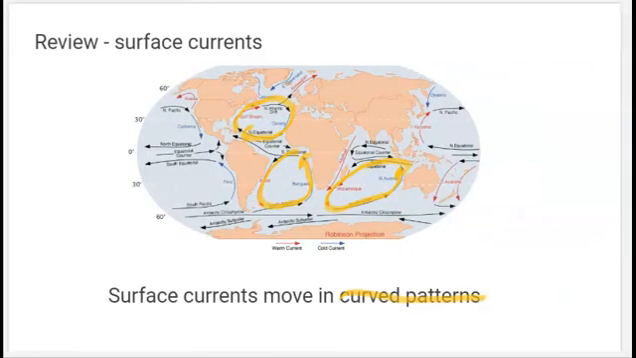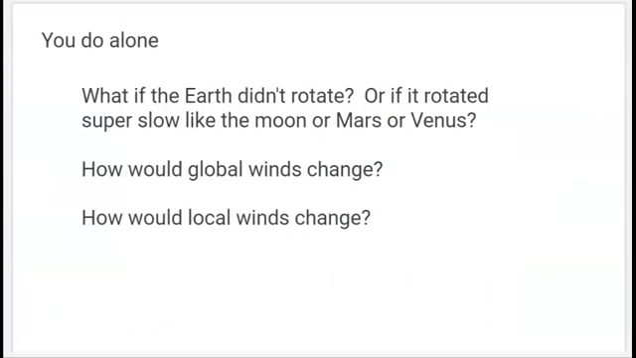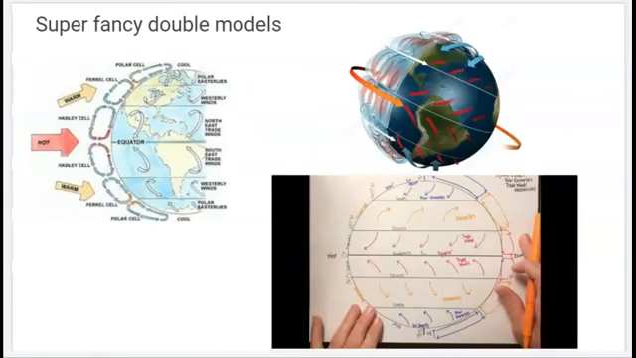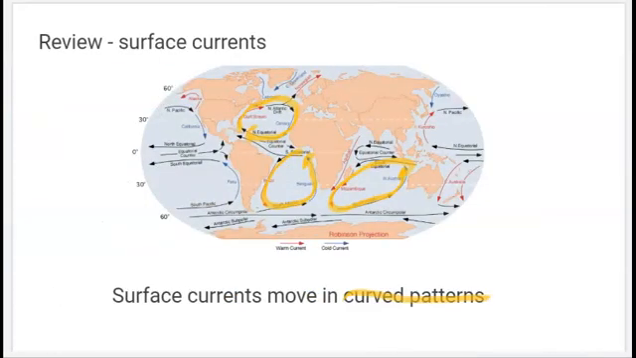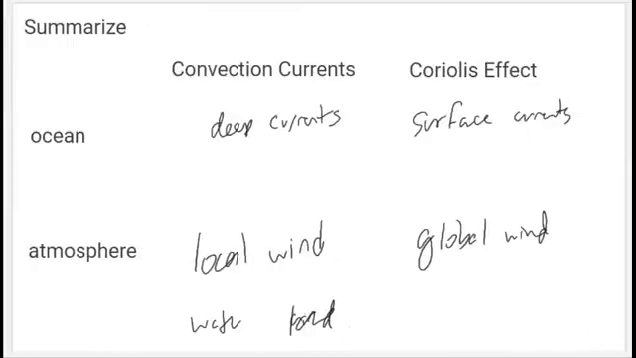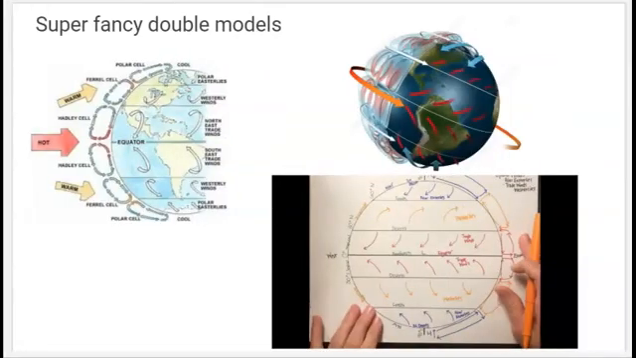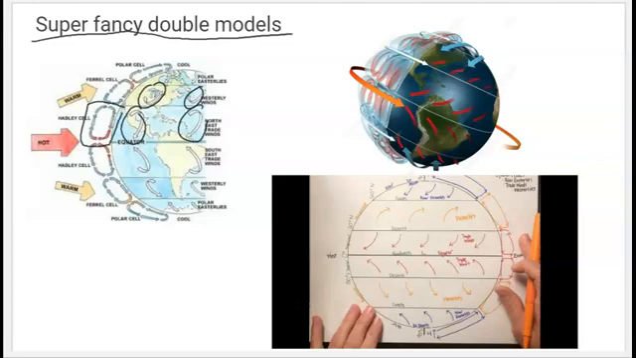All right, before we wrap this up, one last thing to think about is models. You usually see these in visuals a lot of the time. Rather than having to memorize what causes these things to happen, you often get models to see. And I showed you some models like these, with the maps and the globes and stuff. And something to really get you used to, some people make super fancy double models where they show you the global winds on the same map where they also show the local winds, which is kind of cool.